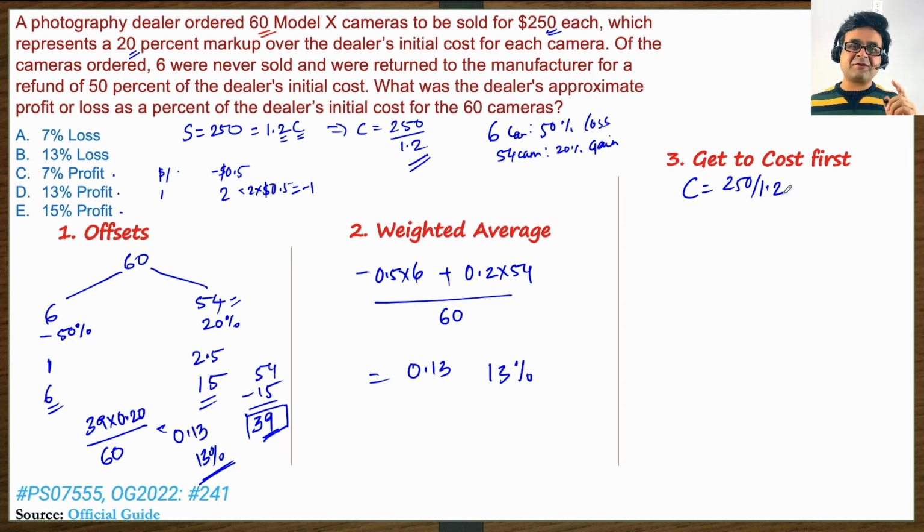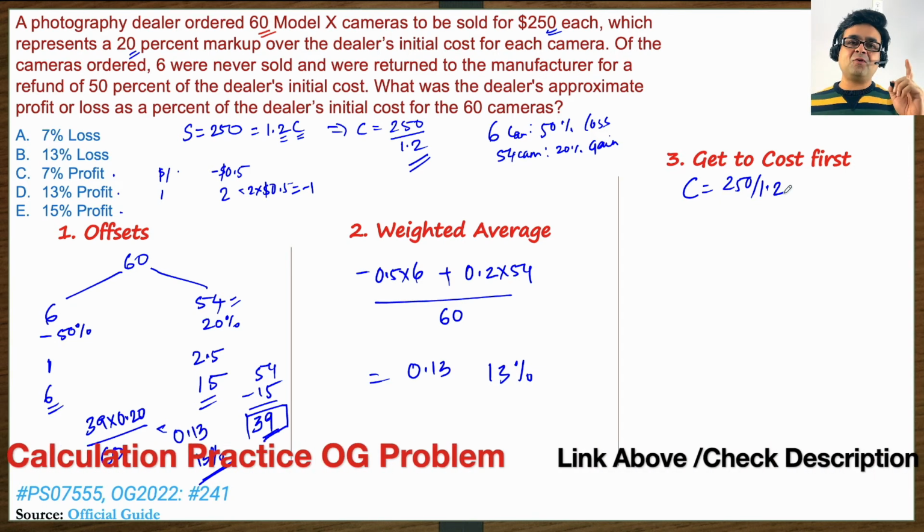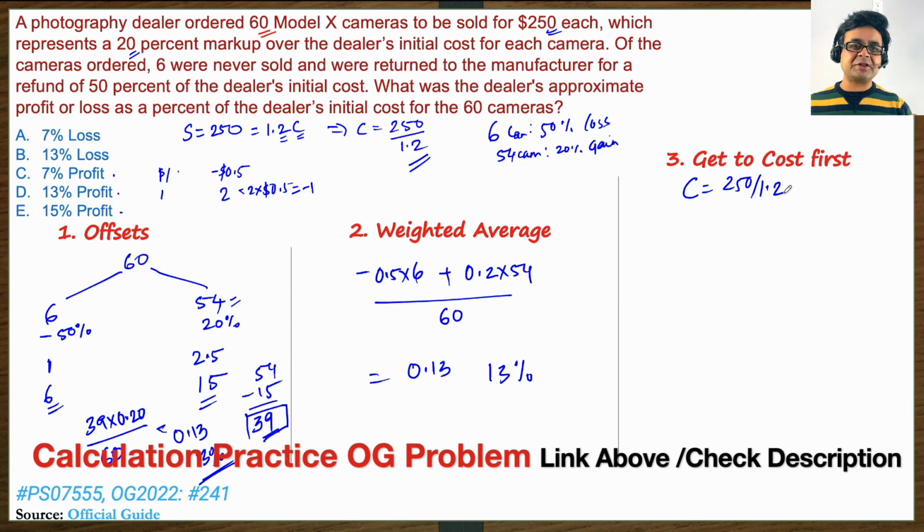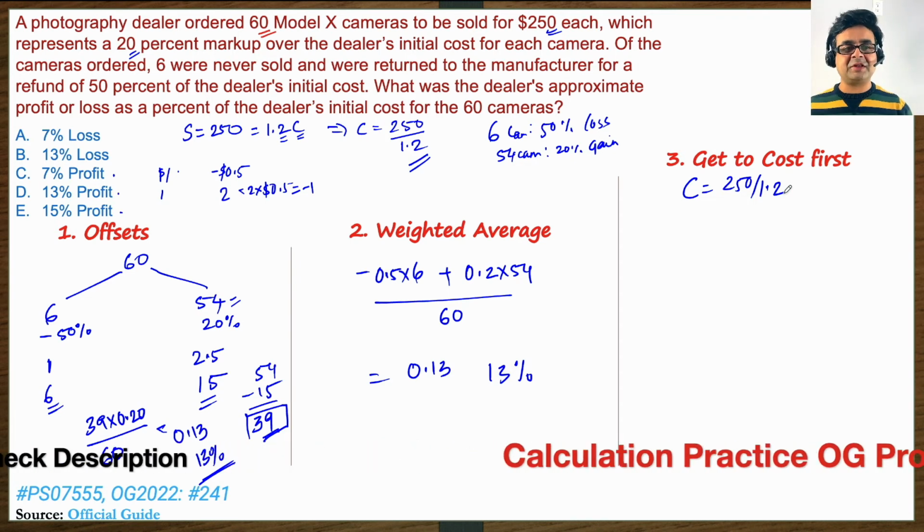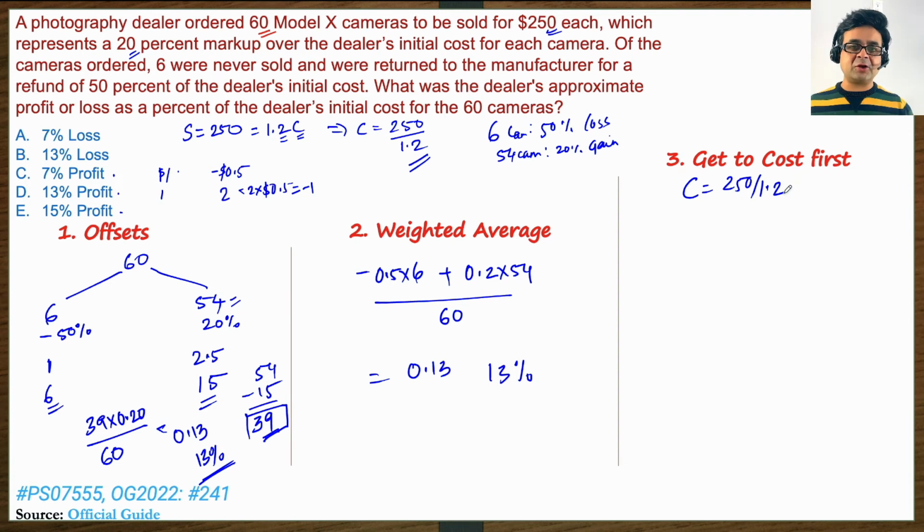And this exact recommendation is at play in one of the other official guide questions that I have put in my description, so you can practice the same thing there. What I am going to do is not calculate the cost at all at this point and just use 250 divided by 1.2. Total cost for 60 cameras would be 60C, which is equal to 60 multiplied by 250 divided by 1.2. Again, let's keep it as is. Let's not calculate any, right?